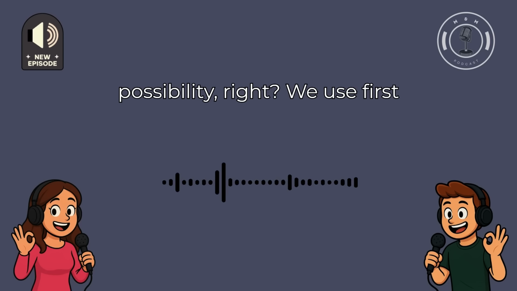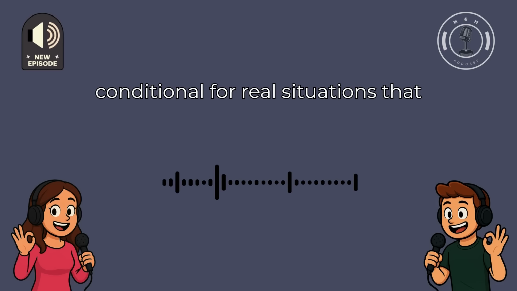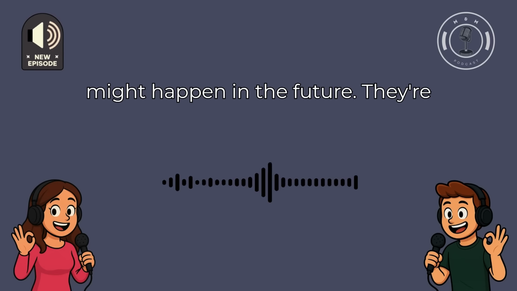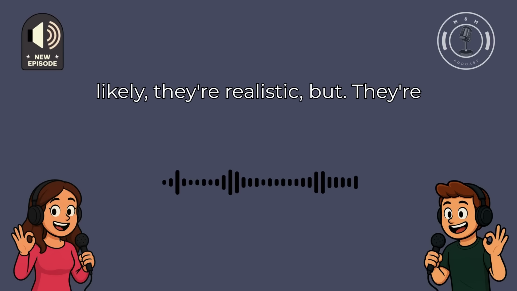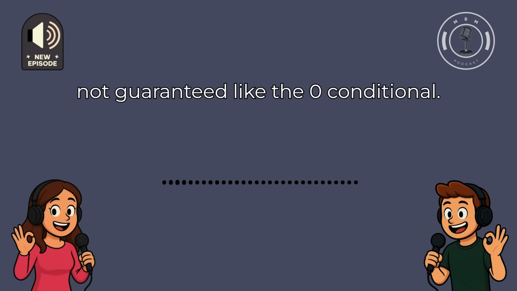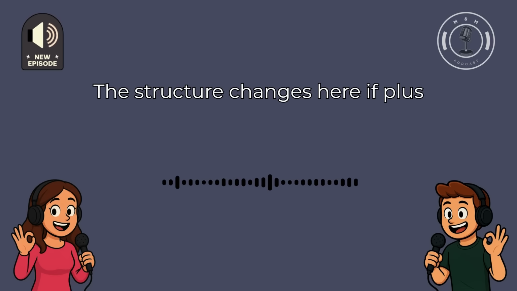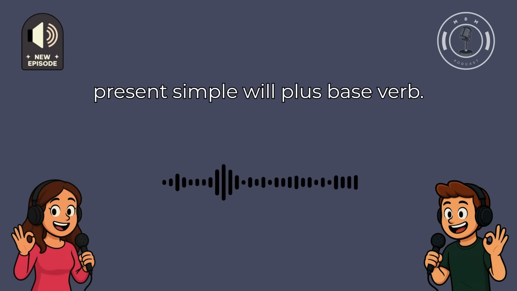Right. We use first conditional for real situations that might happen in the future. They're likely, they're realistic, but they're not guaranteed like the zero conditional. The structure changes here. If plus present simple, will plus base verb.